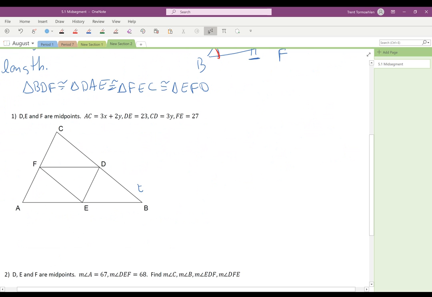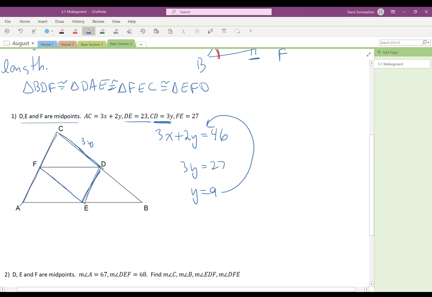So when we try to solve equations, we utilize those principles. And so DEF are midpoints, which means we got this mid-segment triangle connecting those points. AC, the entire length here, is 3x plus 2y. And so that's going to equal twice DE. Or you could say that DE equals half of AC, but it's going to be easier to write the equation as 3x plus 2y equals twice DE, which is 46. And then we know that CD, which is going to be 3y, is going to be the same as FE, which is 27. And so we're going to get 3y equals 27. So that's going to give us y equals 9.